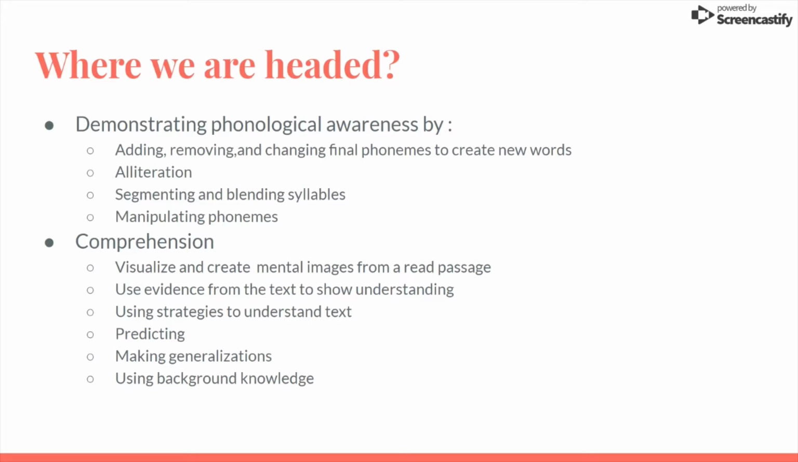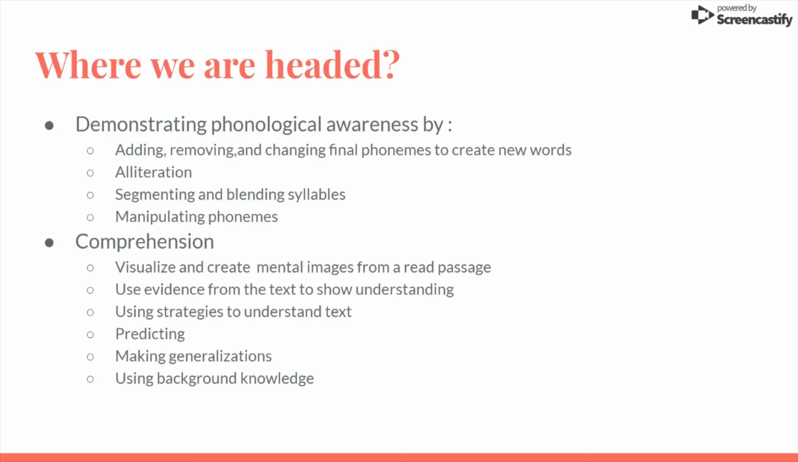And then comprehension, we're just now starting visualizing and creating mental images from text, because eventually they won't have picture books to read. Just think right now as an adult, when's the last time you read a picture book? Other than with your child, probably not that recently. And so we want students to be able to start making mental images in their heads while reading text, because that's what they do as an adult reader.